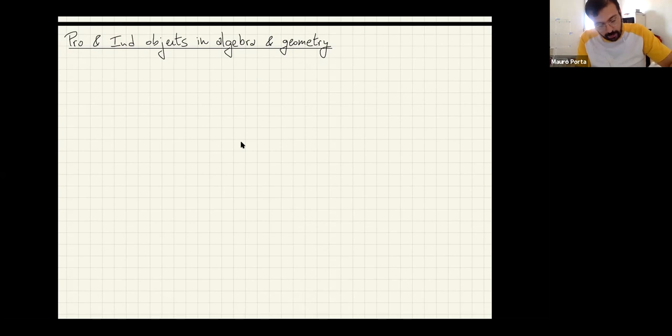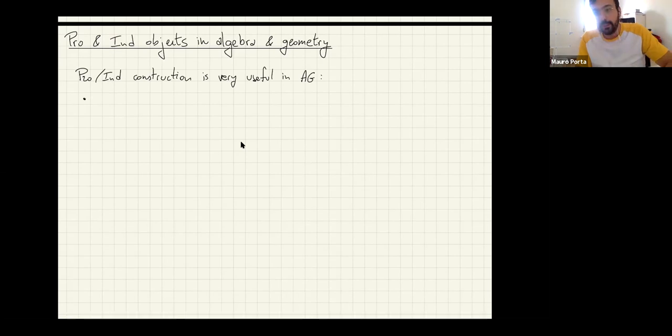I assume that everybody here knows the pro and Ind construction, and this thing is very useful in algebraic geometry, and it appears in algebraic geometry. Let me give just a couple of examples.